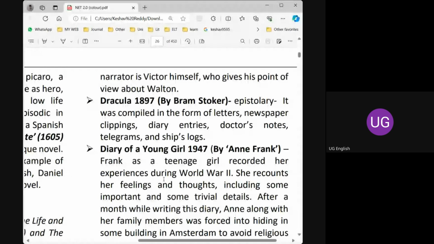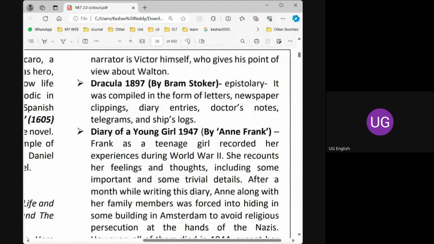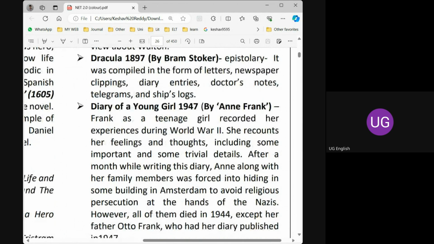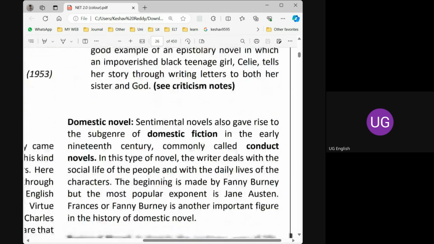So from the examination point of view, or in studying literature, the Diary of a Young Girl by Anne Frank, very important work. So a teenage girl's experiences through the World War. And The Color Purple, a unique work by Alice Walker, in which the teenage girl Celie is a very important character here. She writes letters to God, so that is very important.